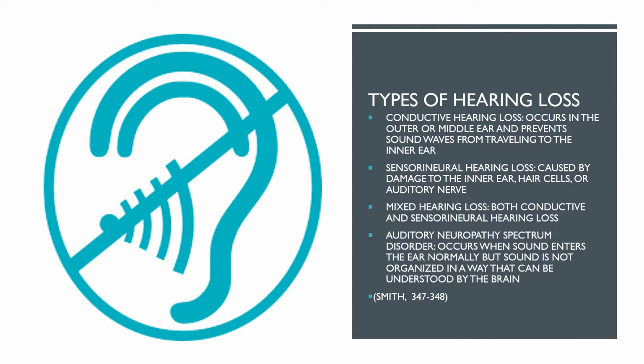There's also a few different types of hearing loss. So the first one is conductive hearing loss. That occurs in the outer or middle ear and prevents sound waves from traveling to the inner ear. Then sensorineural hearing loss is caused by damage to the inner ear, hair cells, or auditory nerve. Mixed hearing loss is a combination of both of the types that I just mentioned, conductive and sensorineural hearing loss. And then lastly, auditory neuropathy spectrum disorder occurs when sound enters the ear normally, but sound is not organized in a way that can be understood by the brain. That one's not as common, but those are the four main ones.